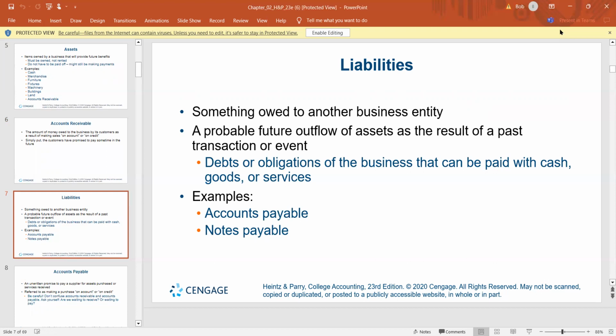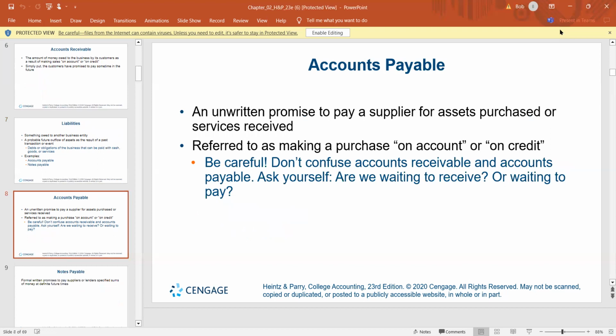All companies have accounts payable. Accounts payable is non-contractual. There are no notes to sign or anything. You're doing business on trust with your trading partner. Accounts payable. Notes payable is different. Notes payable is a borrowing situation. You borrowed money from the bank and you owe the money to the bank. Notes payable. Here's accounts payable, an unwritten promise. And that's an important part.